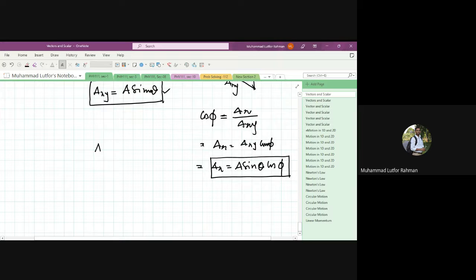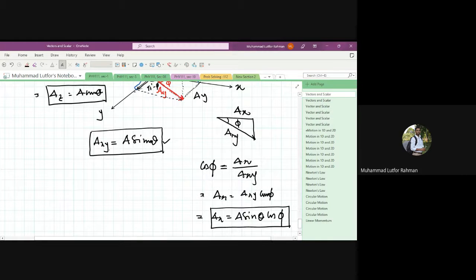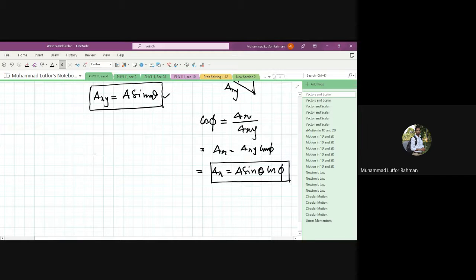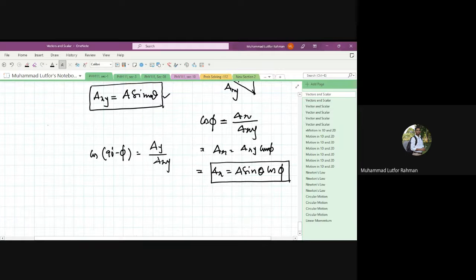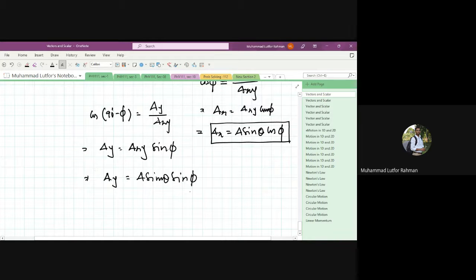In that case, I could write AY. So let me show that one. Cos of 90 degrees minus phi would be basically base, and now base is my AY divided by hypotenuse, which is AXY. I'm considering this triangle over here. This is my hypotenuse, this angle is 90 degrees, and this is the 90 degrees minus phi. So in that case, AY would be AXY cos of 90 degrees minus phi, which is sine phi. Then I can write that AY would be AXY, which I found is A sin theta, times sine phi. That would be the component of that vector in the y direction.